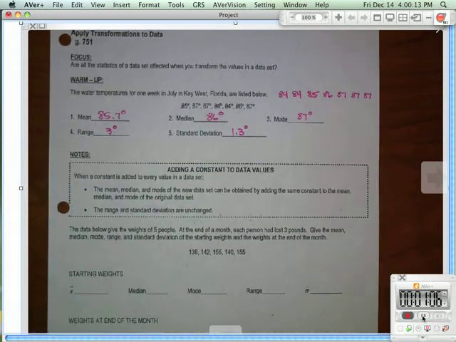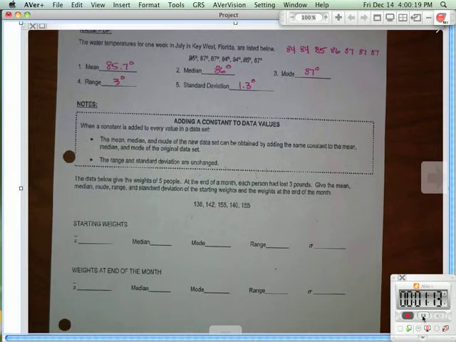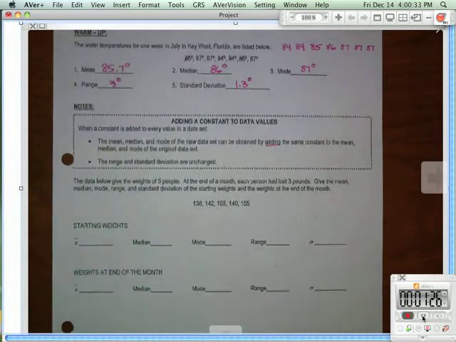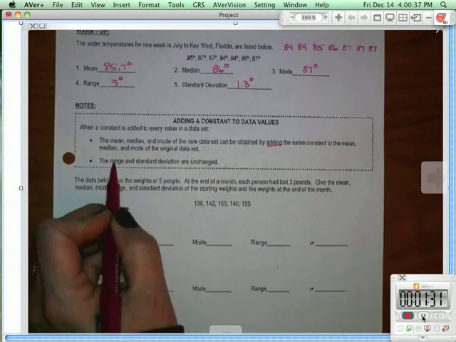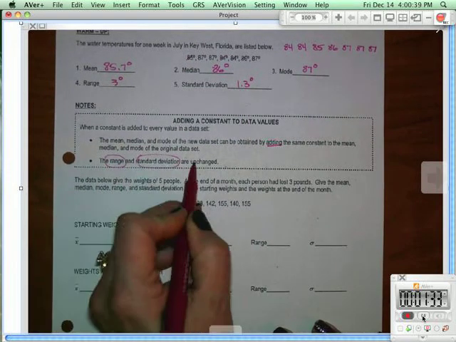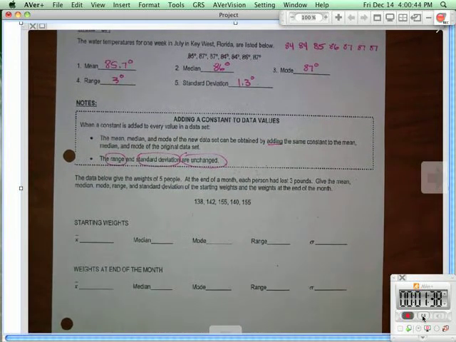You could also have done this by hand, which I'll refresh your memory on in a little bit. So here's what you're going to do today. It's not much. Adding a constant to data values. When a constant is added to every value in a data set, the mean, median, and mode of the new data set can be obtained by adding the same constant to the mean, median, and mode of the original data set. The range and standard deviation are unchanged, so you got to keep that in mind. When you're adding a constant, the range and the standard deviation don't change.